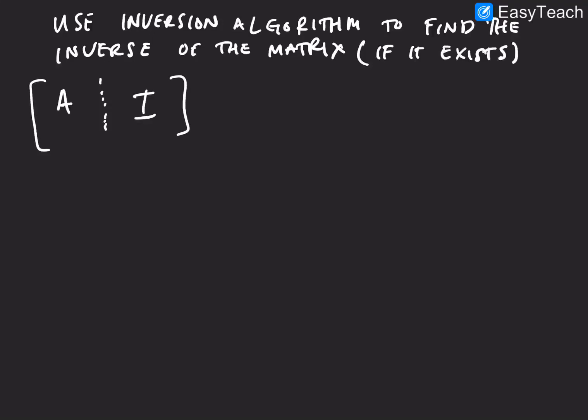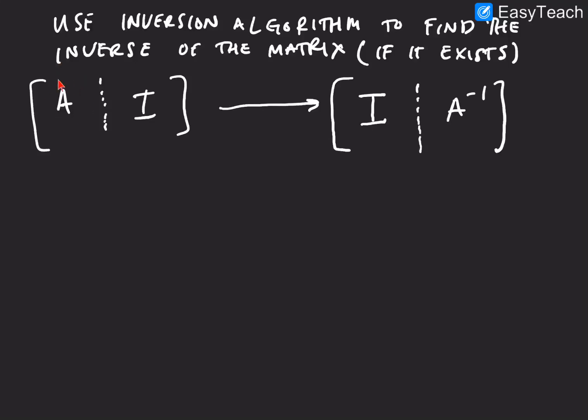So this is how we're going to set it up. We're going to take our A matrix and write the identity matrix that corresponds to that A matrix. Then we're going to try to flip the positions of the identity matrix, so it's on the left side, and whatever comes out on the right side will be our inverse matrix.